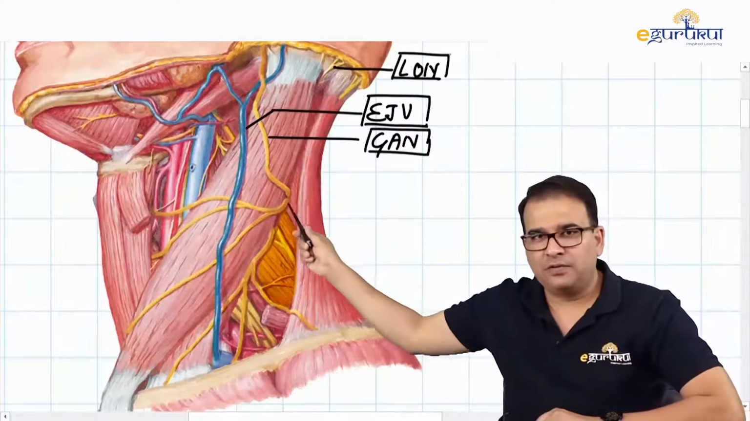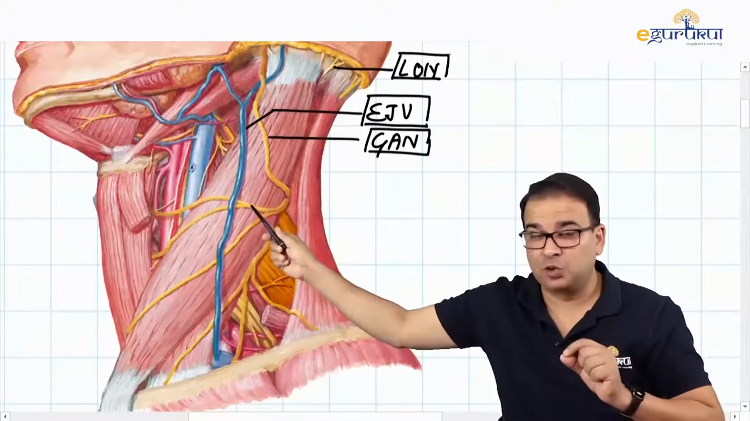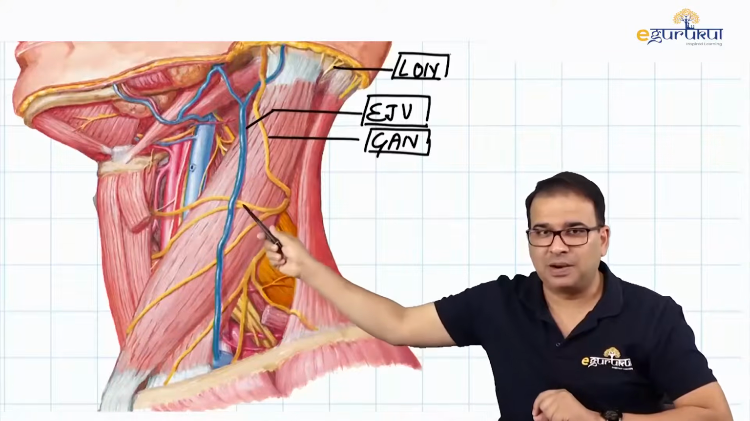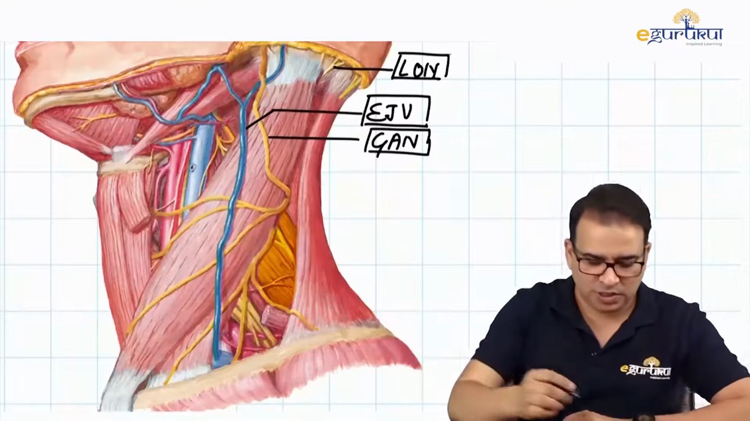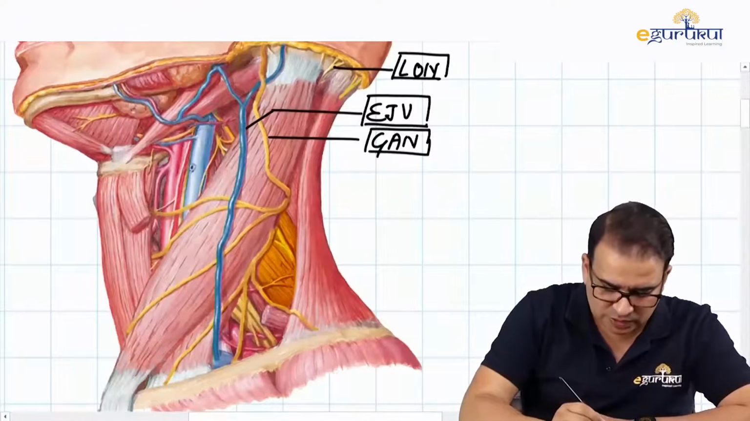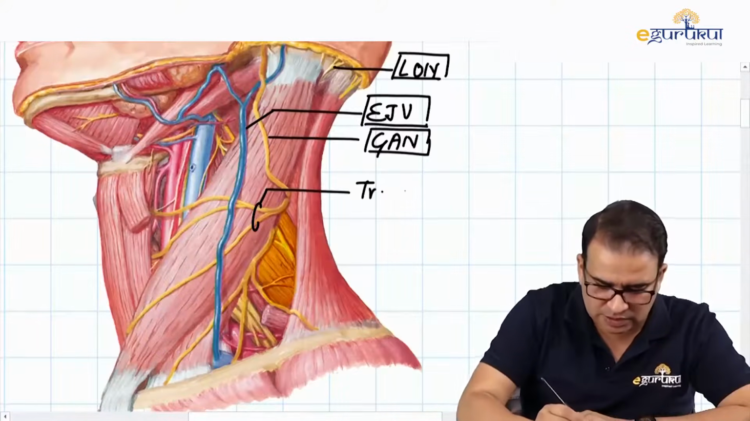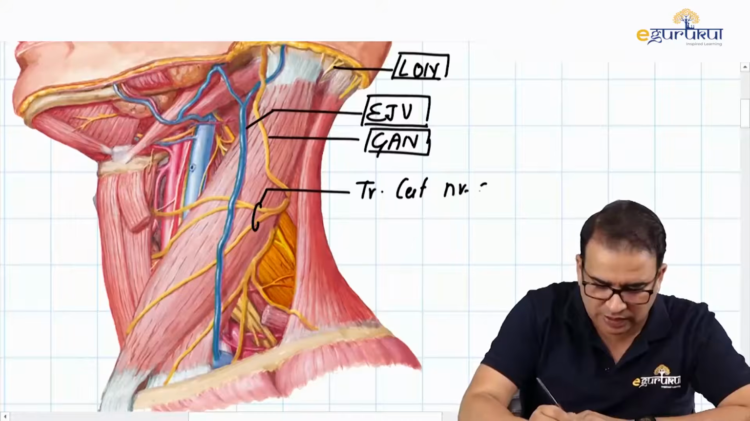Then you can see a nerve running forward and passing deep to the external jugular vein. Look at these three branches. Three branches, two branches, doesn't matter. What nerve is that? That's the transverse cutaneous nerve of neck. This one here, this whole thing here is the transverse cutaneous nerve of neck.